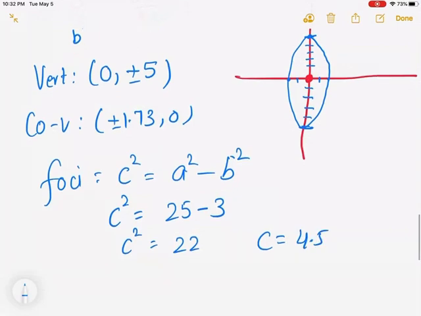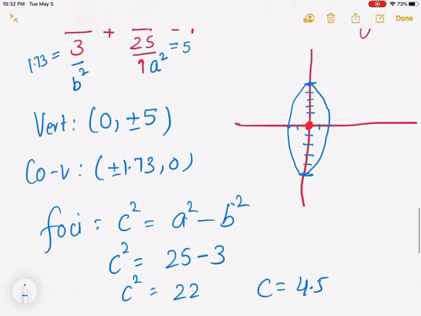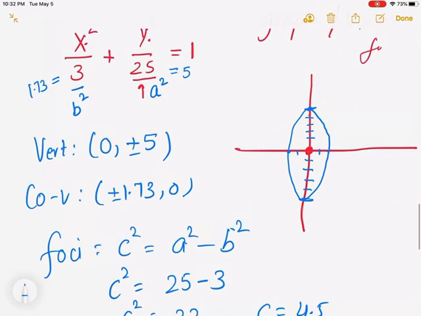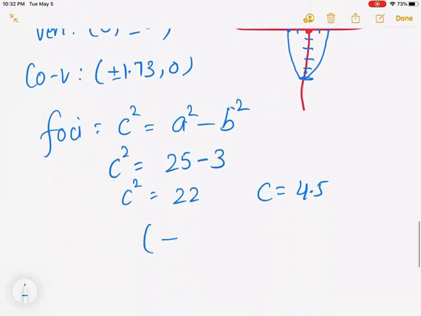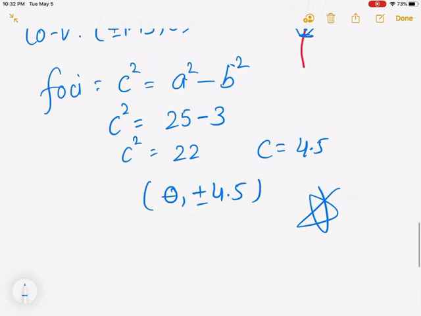Now, the foci are always going to be on the major axis. Since I know the major axis is y, my foci would be somewhere around here. How would you label them? My answer would be 0 comma plus and minus 4.5. Here you go. That's how we deal with these kinds of problems.